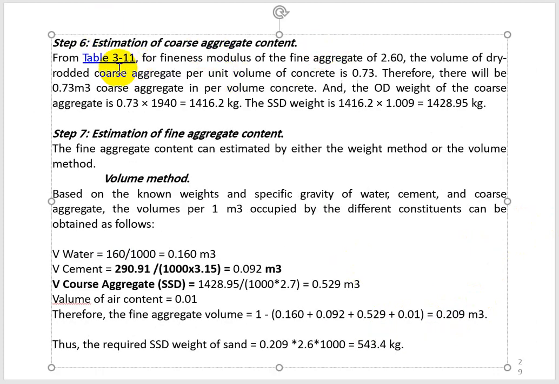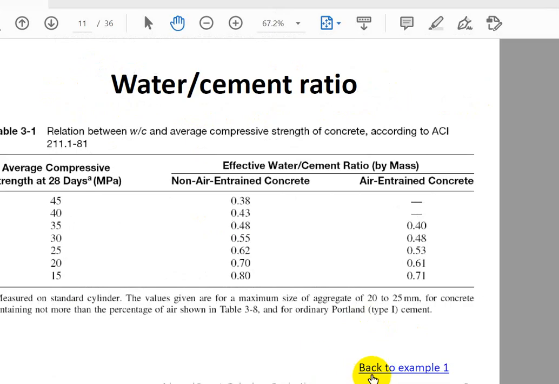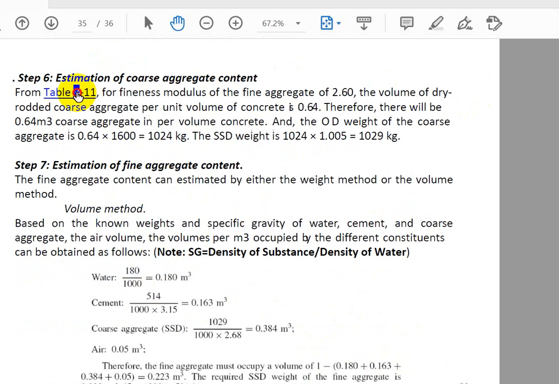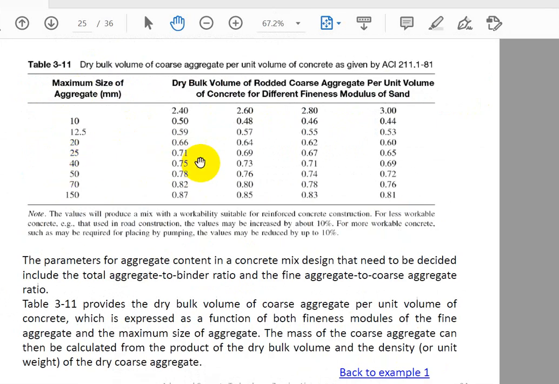And also we have the information concerning the coarse aggregate. So in that case, you have the fineness modulus, which is 2.6. And if we go to that table, then we could get the dry volume as 0.73. If we quickly go and check, that's the 40 and that's the 2.6. So there we go.